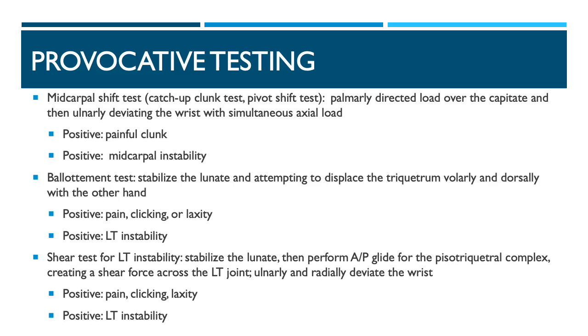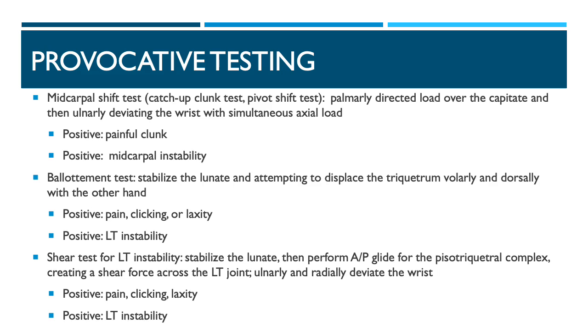The ballottement test, usually you specify if it's LT or SL. So this is the LT ballottement test that stabilizes the lunate and attempts to displace the triquetrum volarly and dorsally with the other hand. This will result in pain, clicking, or laxity and be indicative of LT instability.